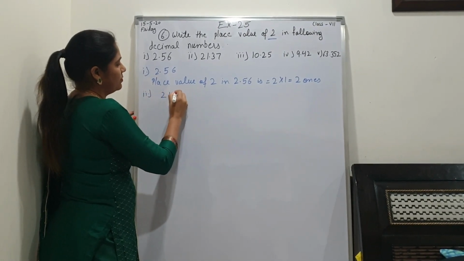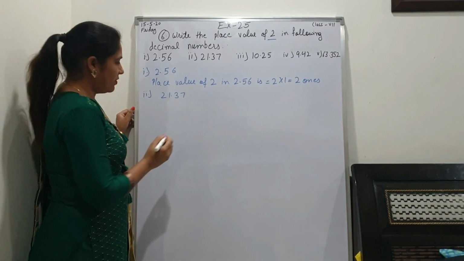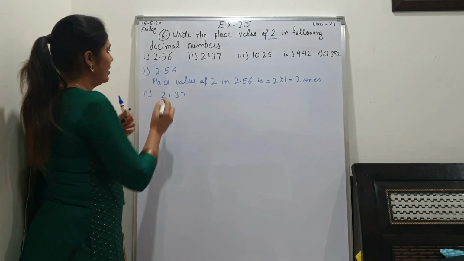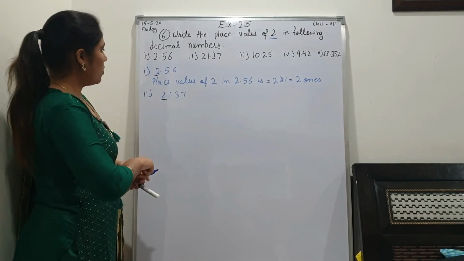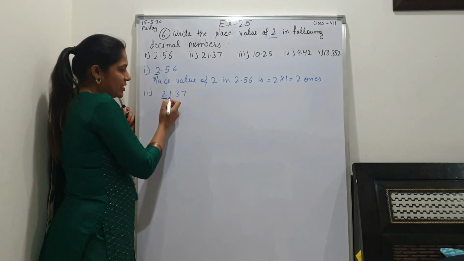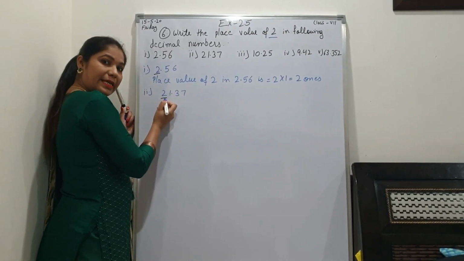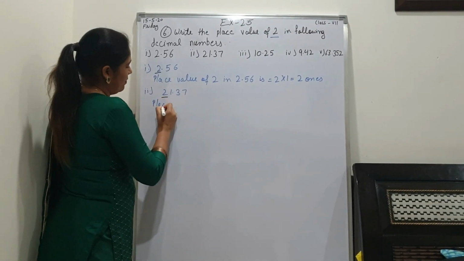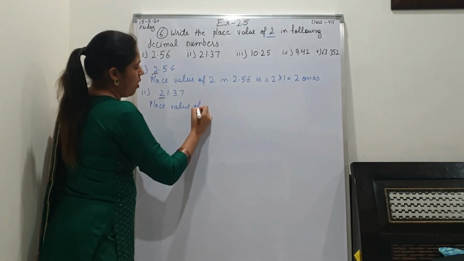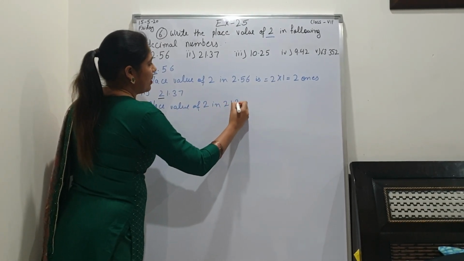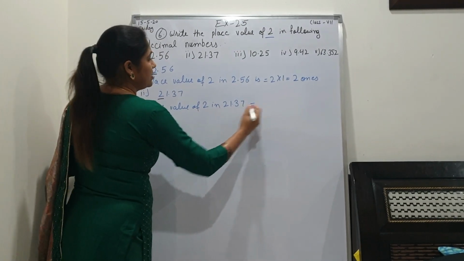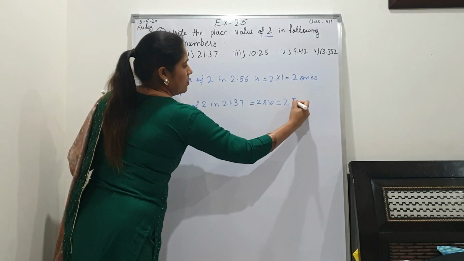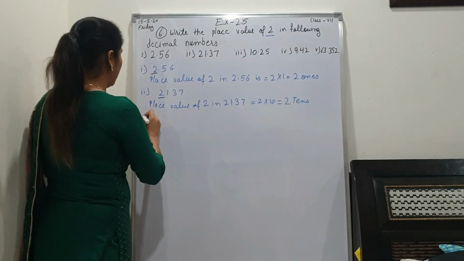Second, 21.37. We have to tell the place value of 2. So how will we write? Again this one is the ones place and this one is the tens place. So the answer will be 2 tens. Place value of 2 in 21.37 is 10, so we will multiply with 10. That is 2 tens.